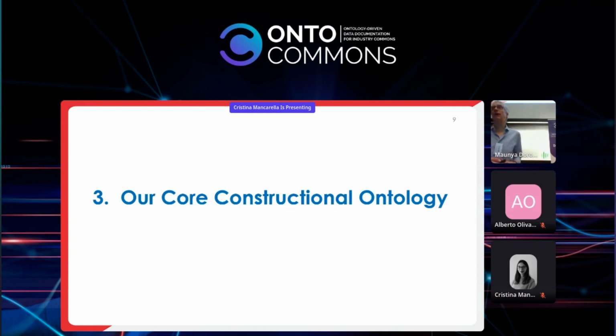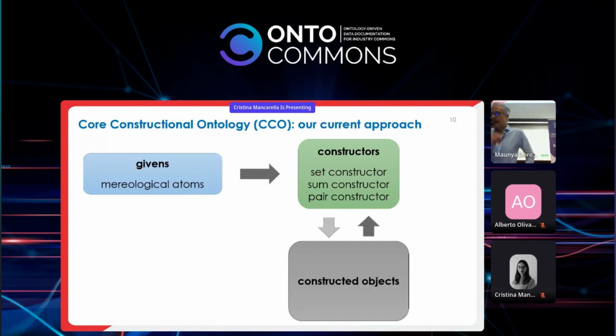Now a little bit about what we did, so our approach here. And the givens for us are mereological atoms, so objects given from the outside with no part-whole structure. And the constructors we're interested in are these three, most of all. So the set constructor, the sum constructor for mereological sums, and then pair constructors. And with pairs, of course, tuples quite in general.